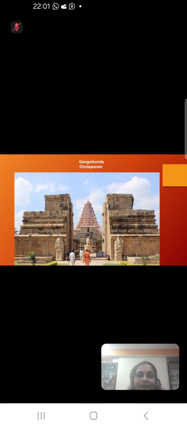The second is the Gangaikonda Cholapuram. Here you can see the huge dwarpalas, and this is a huge Nandi sitting facing the Garbhagriha. This is the Vimana. This is the Prakaram.